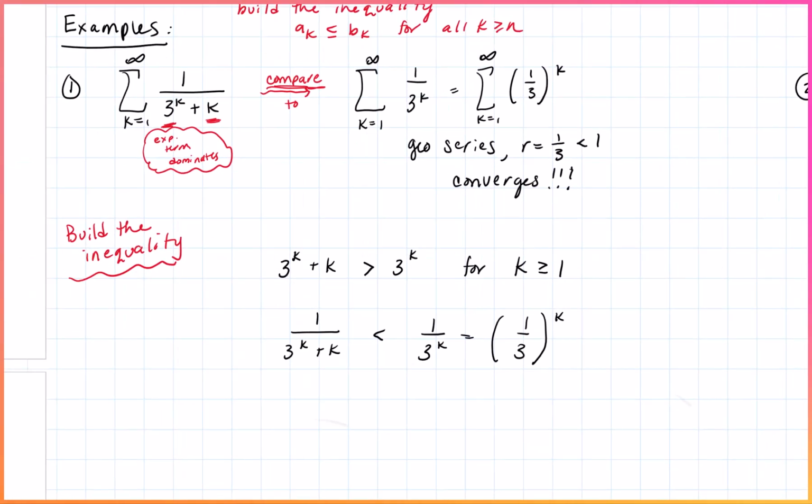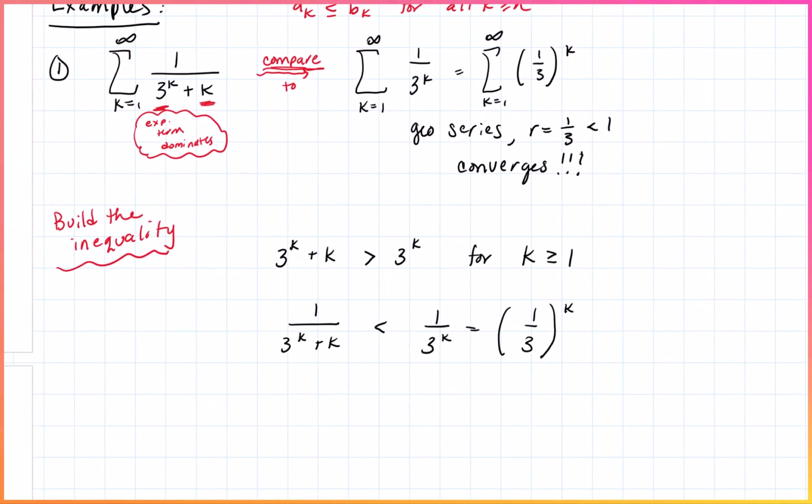And one other thing, these are all positive terms for k greater than or equal to 1. So we could also say that this guy is greater than 0. These are positive terms. That was the other thing we do need to be careful of. We can't apply a comparison test unless we're working with positive terms. Okay, so that's the inequality. And so we have everything we need. We know that this series 1/3 to the k is converging, and we know that the terms in the series we're looking at are always less than that series.